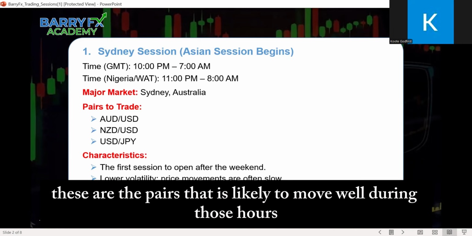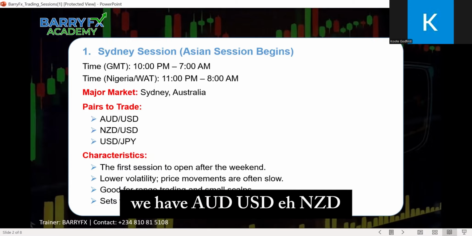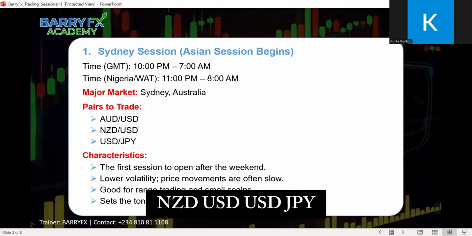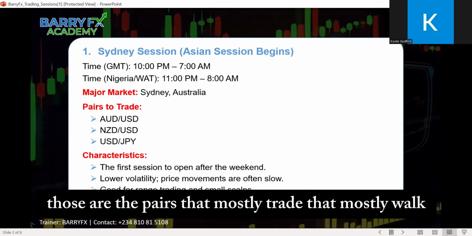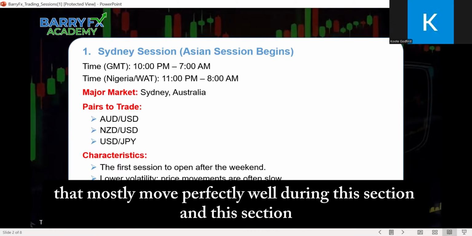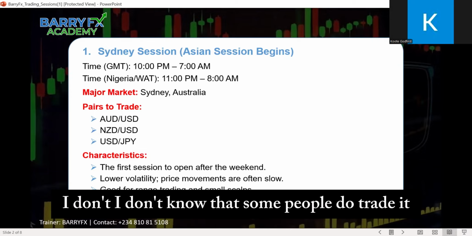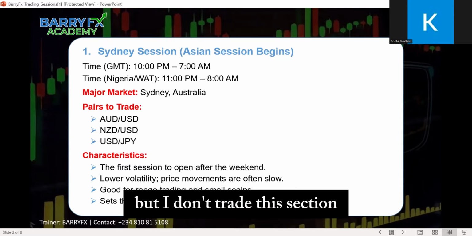These are the pairs that are likely to move well during those hours. We have AUD/USD, NZD/USD, USD/JPY. Those are the pairs that mostly move perfectly well during this section. And this section, I don't know, some people do trade it, but I don't trade this section.